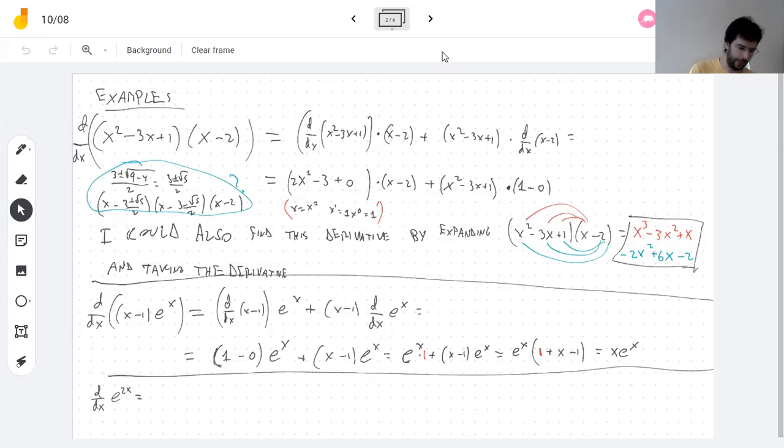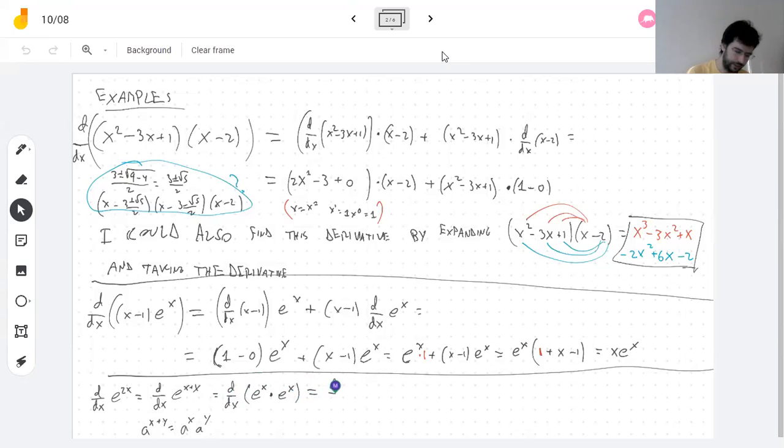Well done. So the way I can write this as a product is, what if I think of x as x plus x? Because I know that if I have an exponent which is a sum, a product of exponentials of the same base is the same as an exponential whose exponent is the sum. So this derivative is the derivative of the product of e to the x by itself. And now I can use the product rule.